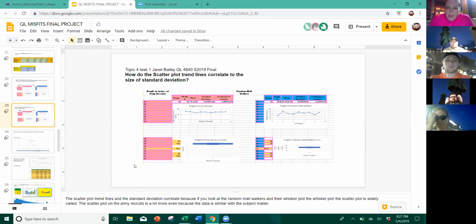If you look at the whisker plots, the whisker for the height of the Army recruits is much shorter, because the information is not as varied. Again, same thing with the random mall walkers. The standard deviation is higher, so that makes the scatter plot and the whisker plot kind of all over the place.